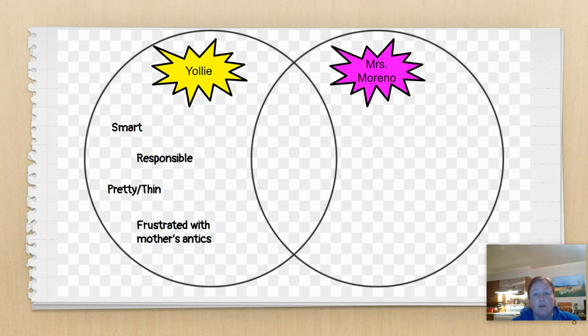Mrs. Moreno. Mrs. Moreno is large. She wears loud, crazy clothes, and she's known for being funny. Again, we didn't talk about evidence for that, but that's clear throughout the story as well. There's a lot of evidence for that characteristic.